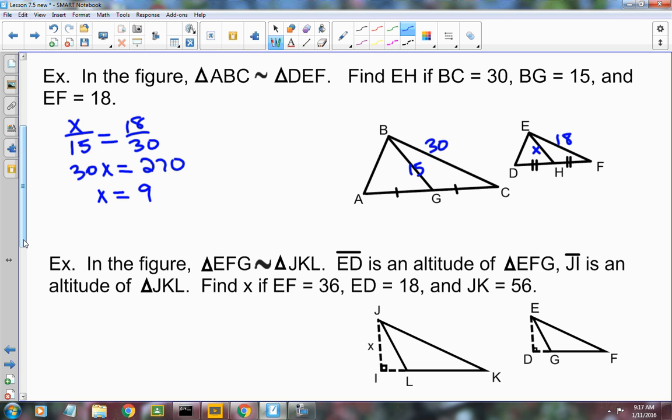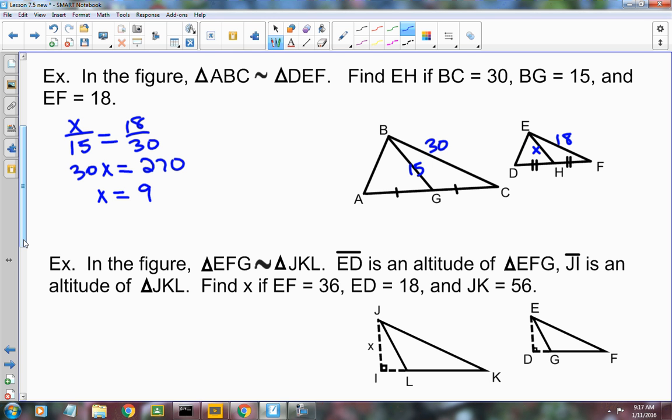Now, could I have set my proportion of 15 is to 30 as x is to 18? Could I have done that? You can almost just see that, can't you? Because that has a 1 to 2 ratio, doesn't it? Okay, so you could have set yours up like that. But be careful, because if you set yours up like that, it doesn't necessarily give you the scale factor.